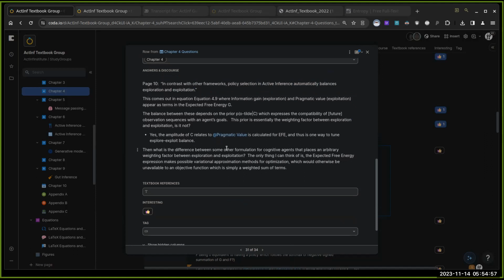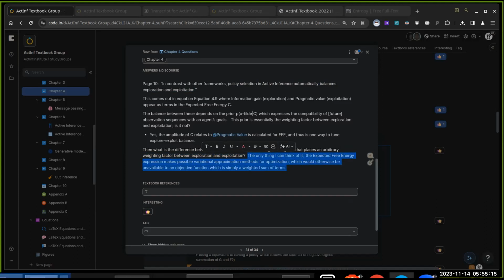What is the difference between some other formulation for cognitive agents that places an arbitrary weighting factor between exploration and exploitation? The only thing I can think of is EFE makes possible variational approximation methods for optimization, which would be unavailable to an objective function simply a weighted sum of terms.